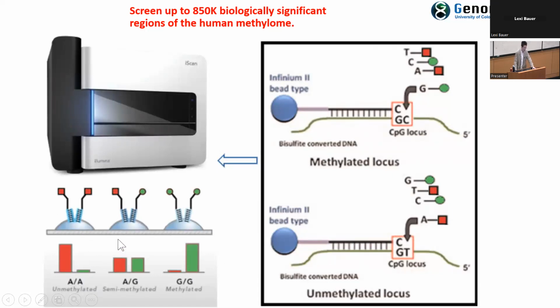Sometimes you have some that are semi-methylated. In that case, you'll have the red and the green fluorescing simultaneously. But essentially, this is the way in which we determine methylation status of your starting material.